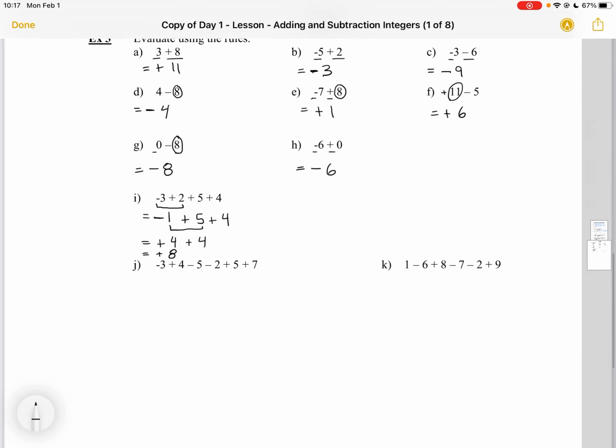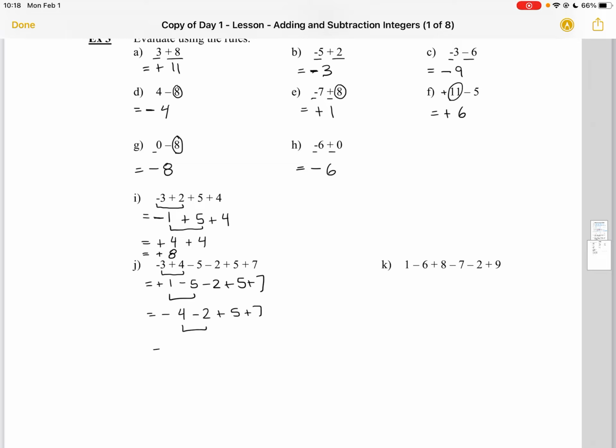Last two, couple more pairs, but here we go. So minus 3 and positive 4, I'm going to keep the sign from my bigger number, which is the 4, and I'm going to subtract, which gives me positive 1, and then I'm going to write down the next part that I haven't done anything with. My next pair, plus 1 minus 5, I'm going to keep the sign from the larger number, and I'm going to subtract, which gives me minus 4, and then I've got minus 2, plus 5, plus 7.